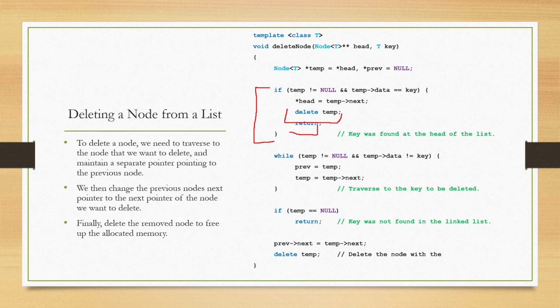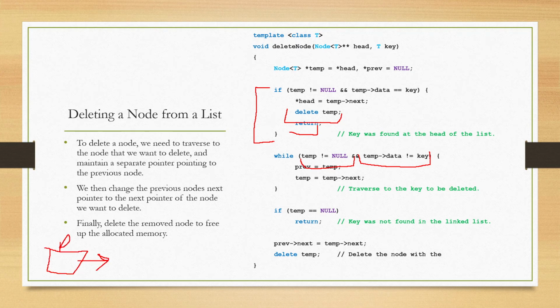In the while loop, I'm iterating until I find the key. If this condition is met and there's no key, then I return, so there's no data overall, because the key was not found, it was null. If it is found, then we delete it by previous next, and then we delete that. Previous is basically this node.